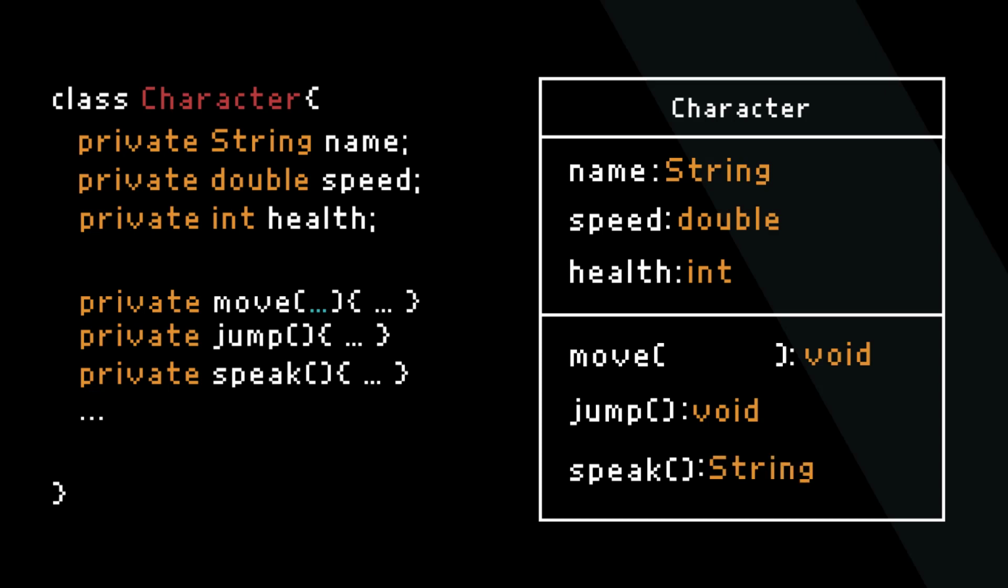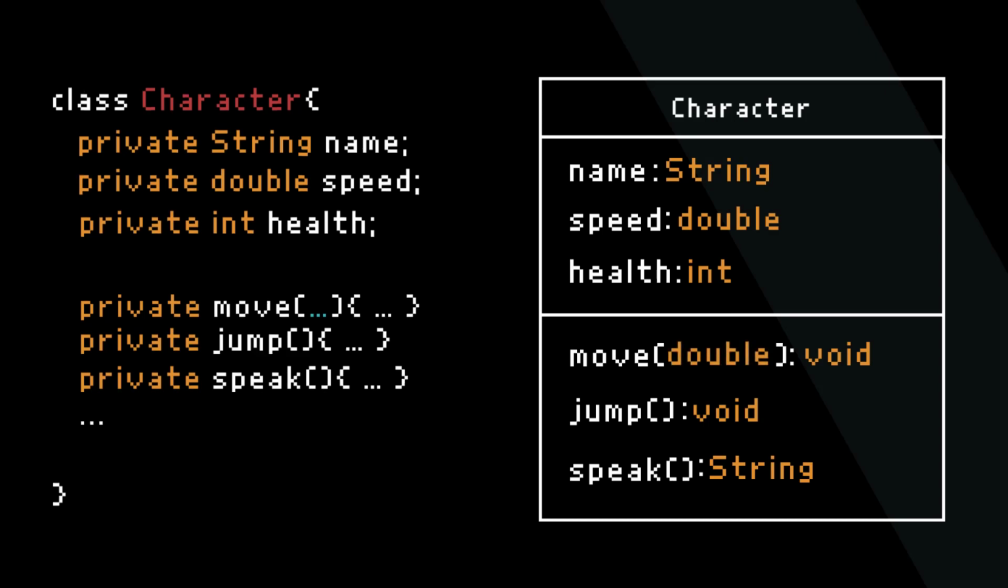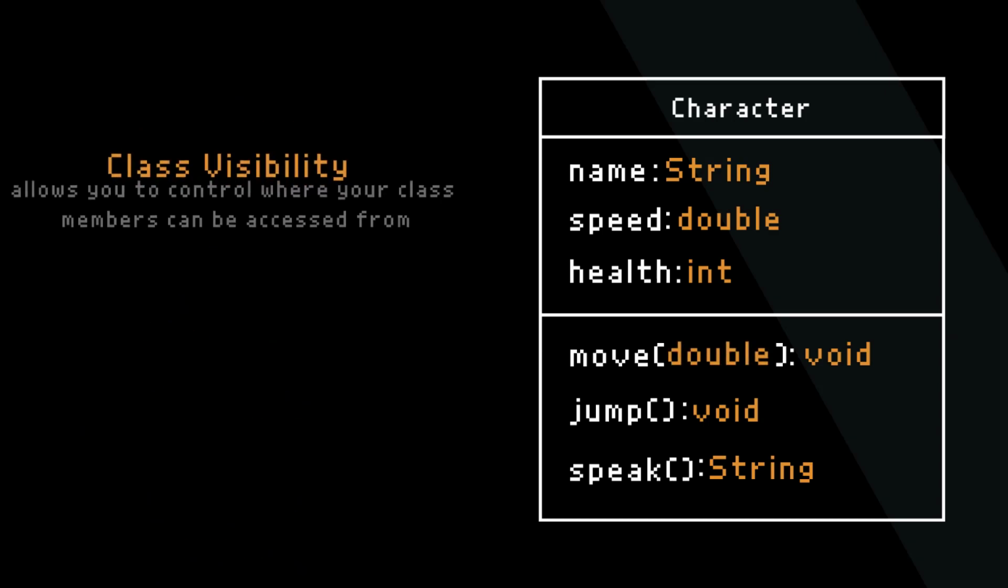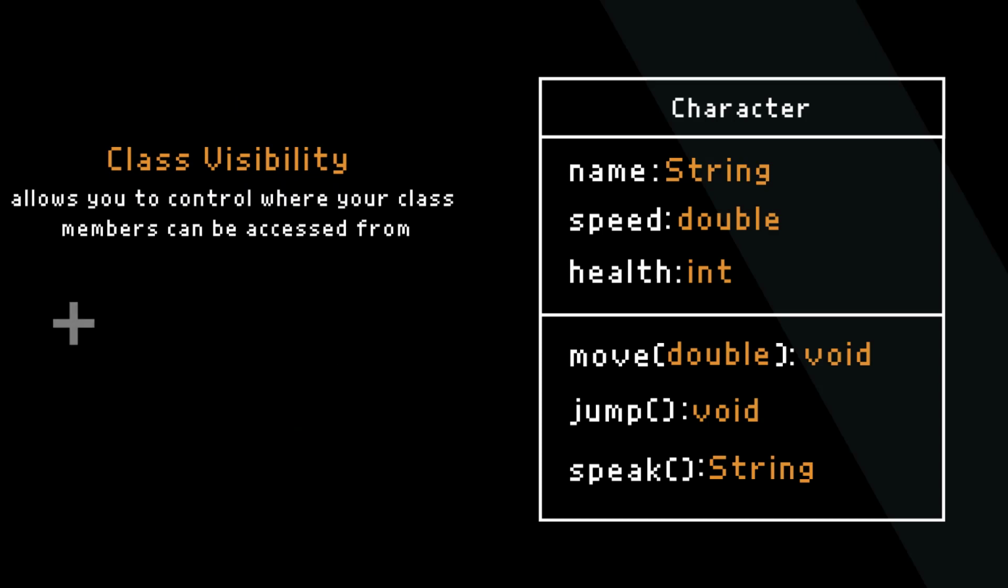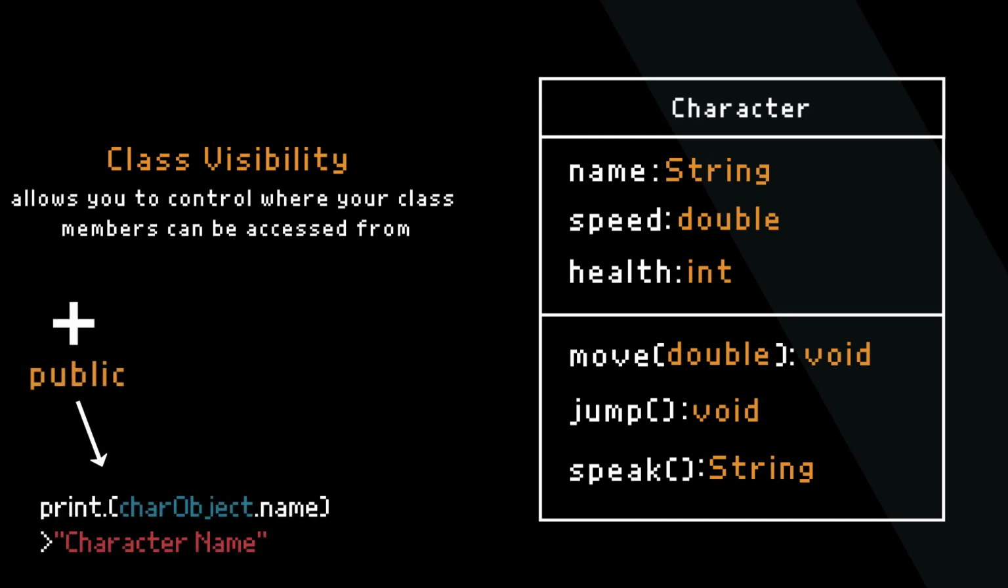If the methods have any parameters, we can add the data type of the parameters within the brackets. For example, the method move has a parameter called movement speed. The data type of this parameter is a double. Finally, we need to add the class visibility. A plus symbolizes that the method or variable is public and therefore accessible by other classes, while a minus symbolizes that the method or variable is private and not immediately accessible by other classes.